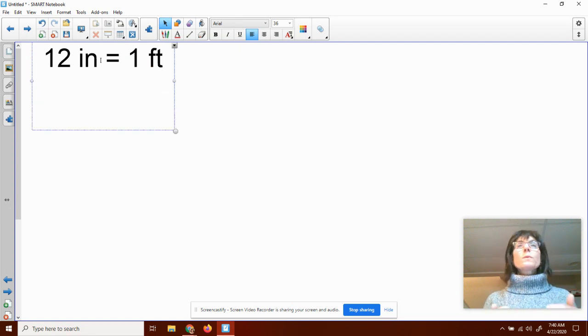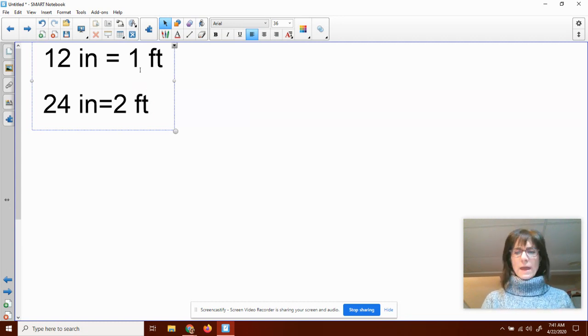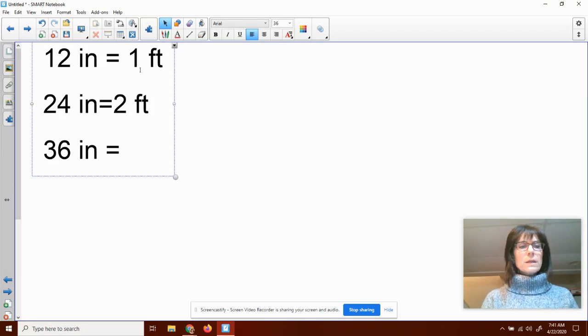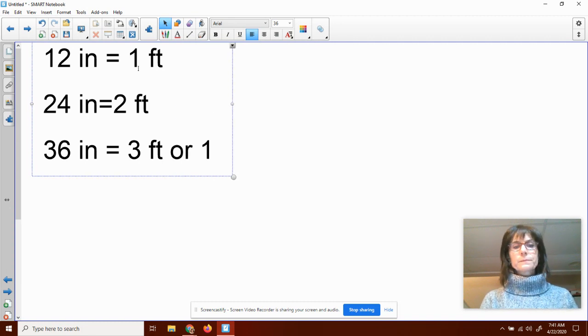So you also want to understand that if you have 24, if I've doubled it, 12 plus 12 is 24, I'm going to have 2 feet. All right. We also know that 36 inches equaled 3 feet, or you could say 1 yard. Yard is YD.